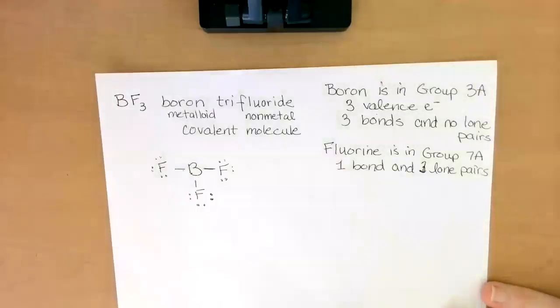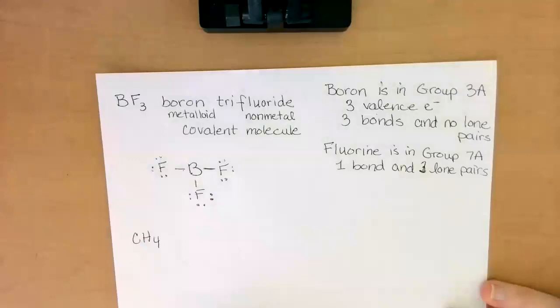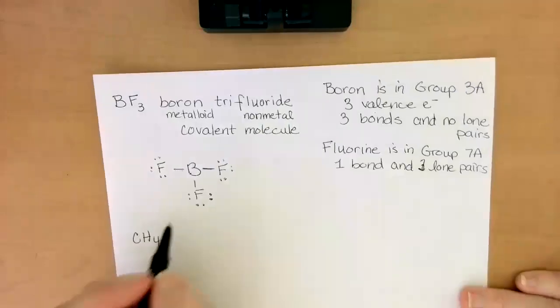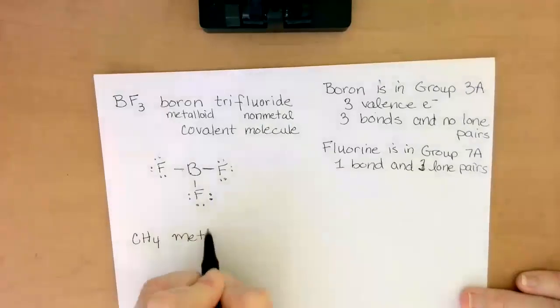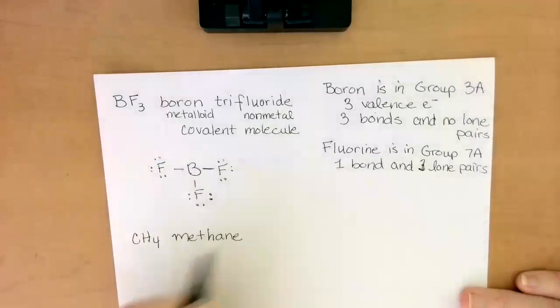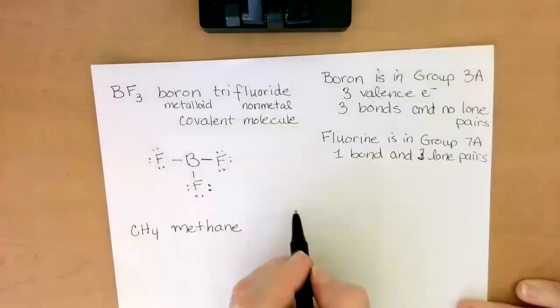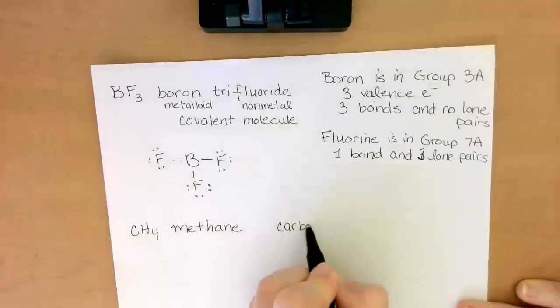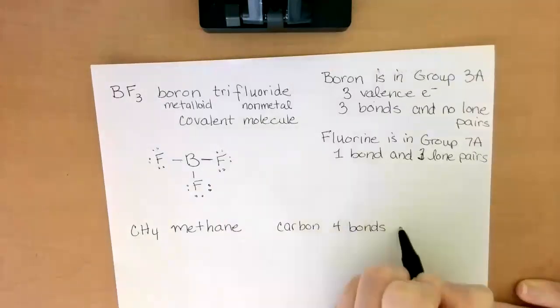The next molecule that I'm going to help you with is CH4. Instead of calling this carbon tetrahydride, instead it has a name that we give for organic molecules. The name for this compound is methane. Methane is a covalent molecule because carbon and hydrogen are both nonmetals. Carbon is in group 4A, which means that carbon will have 4 bonds and no lone pairs.